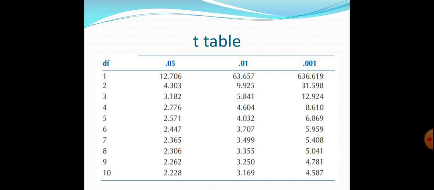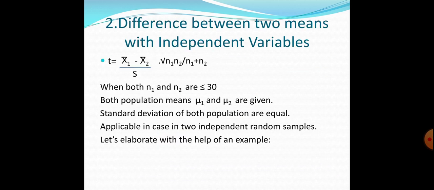Now moving on towards the next application or next use of the t-test. That is the difference between the two means with independent variables. Here two samples are given, two means are there, but both these samples are independent of each other. There is no dependency in the samples. So now where these situations can apply: when both the number of items or both the sample sizes are less than 30, when population means mu1 and mu2 are given to you, and standard deviations of both the populations are considered to be equal. And it is applicable in the case where two independent random samples are given to you.